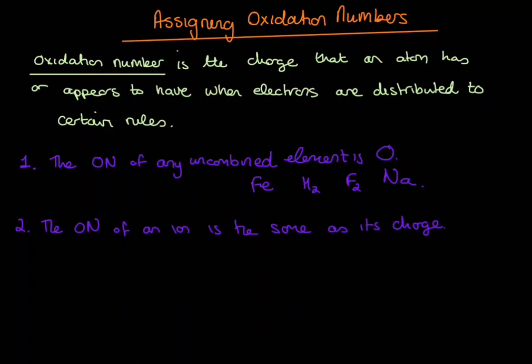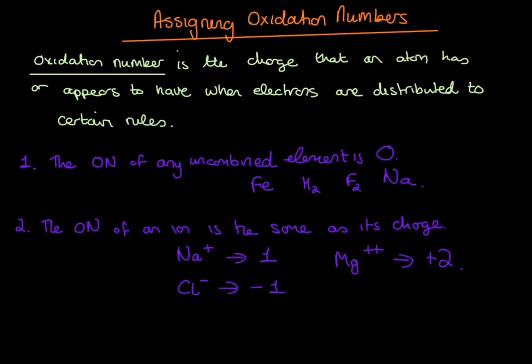The second one is that the oxidation number of an ion is the same as its charge. So for example, if we had the sodium ion, which has a plus, that means that the sodium ion has lost an electron. So we're going to assign an oxidation number of +1 to that sodium ion. And if it was chlorine and it gained an electron, we're going to assign an oxidation number of -1 to that ion. And the same for magnesium. It's going to get a +2 oxidation number. So it's the exact same as the charges here. And we can assign the oxidation number that way.